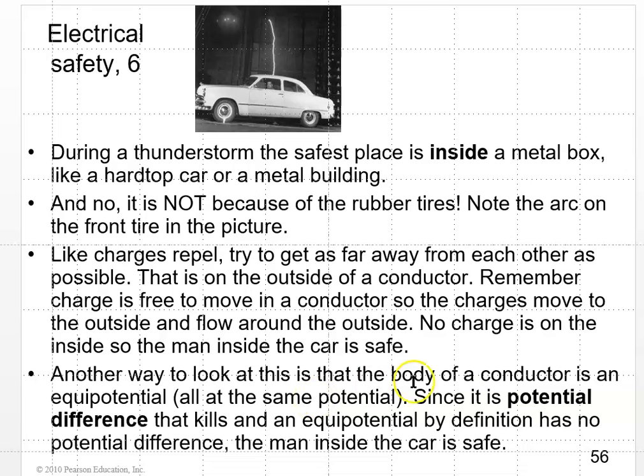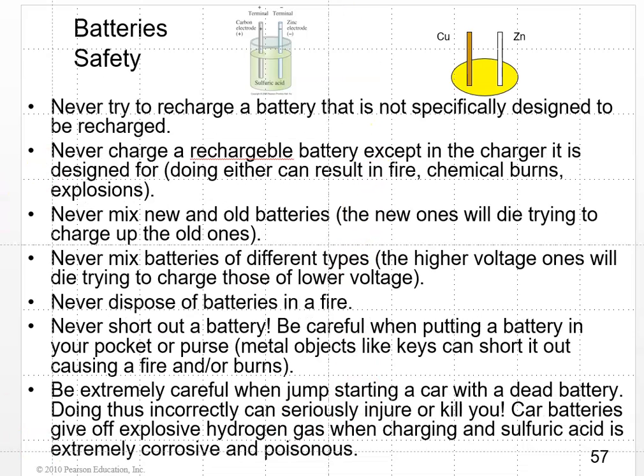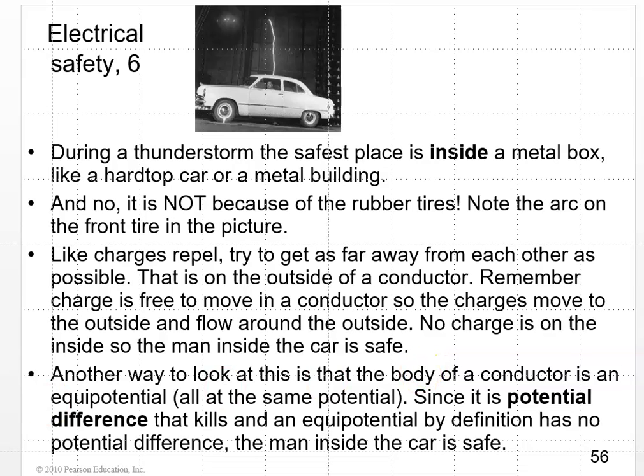Another way to look at this is that the body of a conductor is an equal potential surface. So everything inside this conductor is at the same potential. Since it's the potential difference that kills, and an equal potential surface has no potential difference, the man inside the car is safe. He's sitting on a seat that has metal springs in it. He's touching the inside of the car. He's got his hands on the steering wheel. That's okay. He just can't get out of the car. If he gets out of the car, then that's a problem. So if this ever happens to you, don't get out of the car.